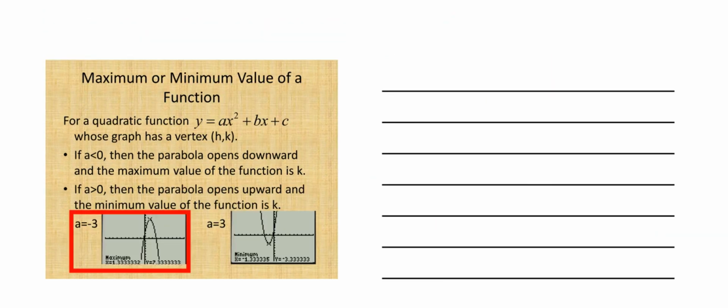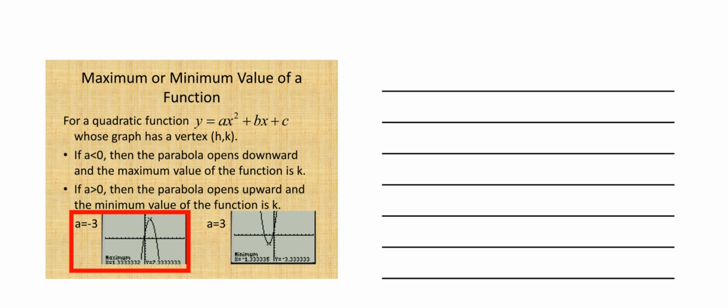Okay, next step, maximum or minimum value of a function. So for our quadratic function, y equals ax squared plus bx plus c, whose graph has a vertex h comma k. This is just what we were talking about earlier. The vertex, h comma k. So if a is less than 0, then the parabola opens downwards, and the maximum value of the function is k. So in other words, the vertex is pretty much the maximum or the minimum, depending on what it looks like.